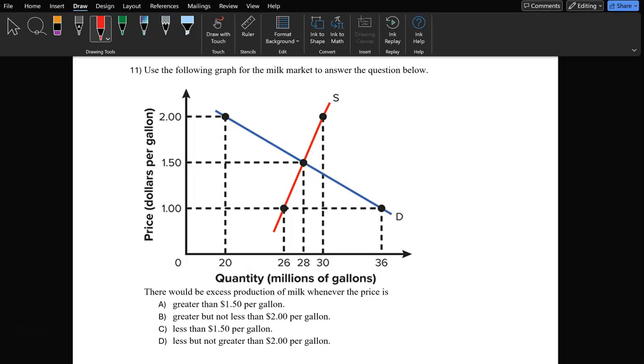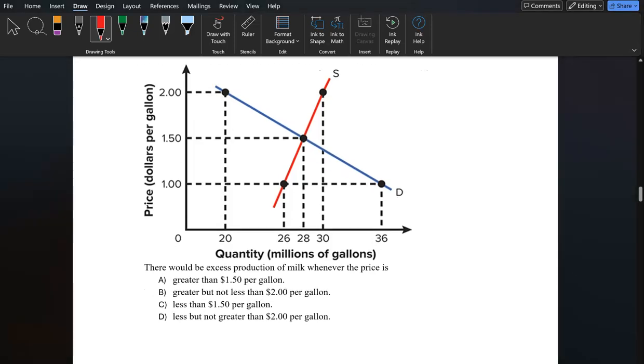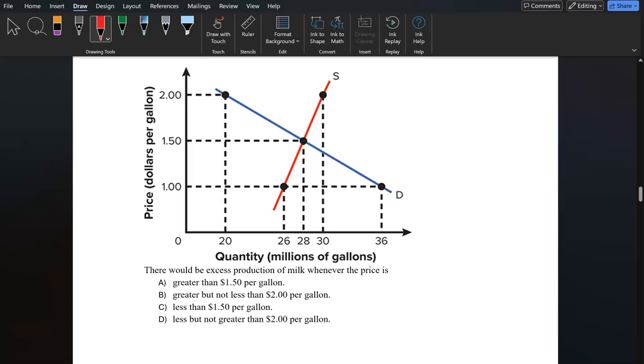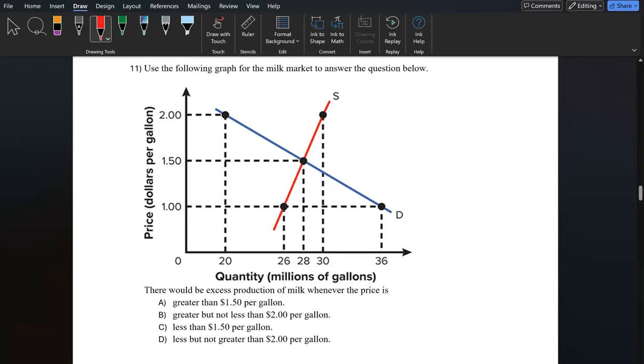Here we would look at a continuation of the last recording. Alright, question 11. It says there would be an excess production of milk whenever the price is how much?